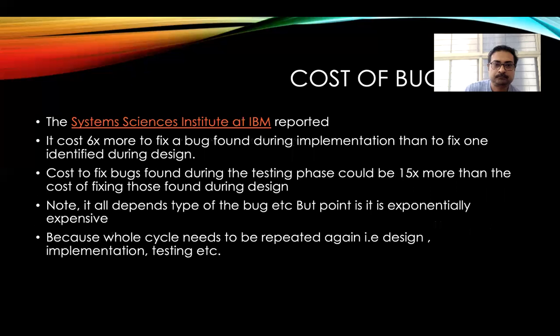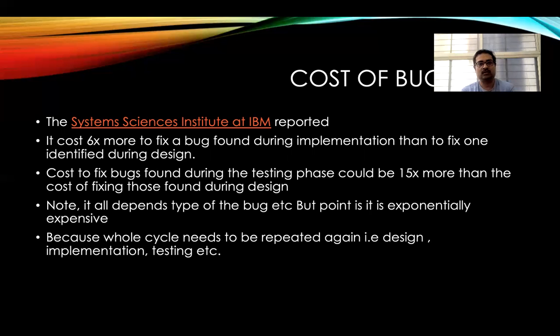Okay. So there was some research done by the System Science Institute of IBM. They said that the cost of fixing bugs during implementation will be 6 times higher than if the bug is found in the design phase. And if it is found in the testing phase, it will be 15 times more than if it is found in the design phase.